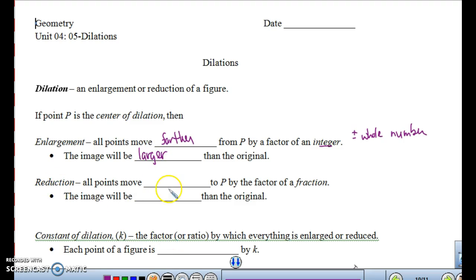Now for reduction, all points move closer to P, whatever the center of dilation is, by a factor of a fraction. So the image will actually be smaller than the original. A constant of dilation, sometimes called K, is the factor or ratio by which everything is enlarged or reduced. Each point of the figure is multiplied by K. If it's a whole number, positive or negative, then it would be enlarged. If it's a fraction, it will be reduced.